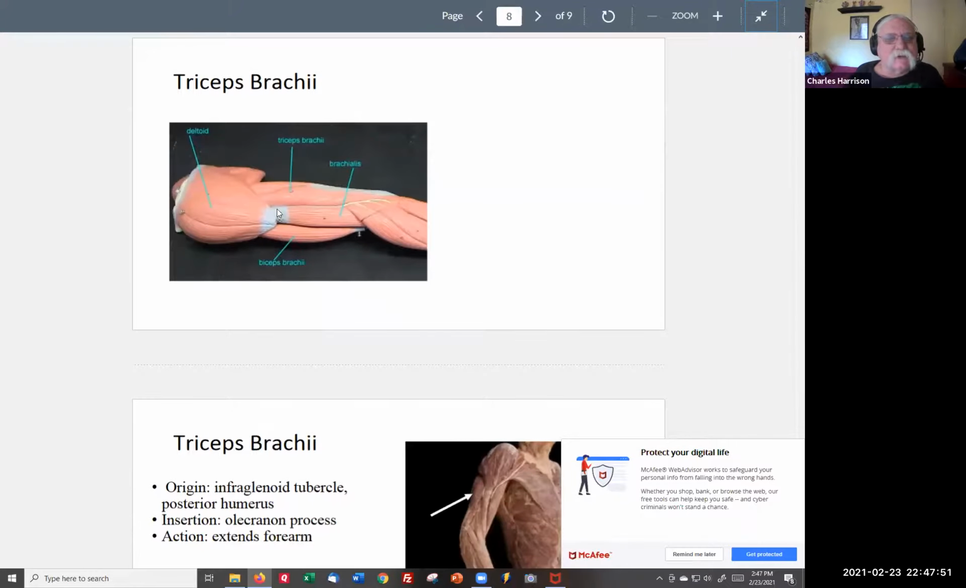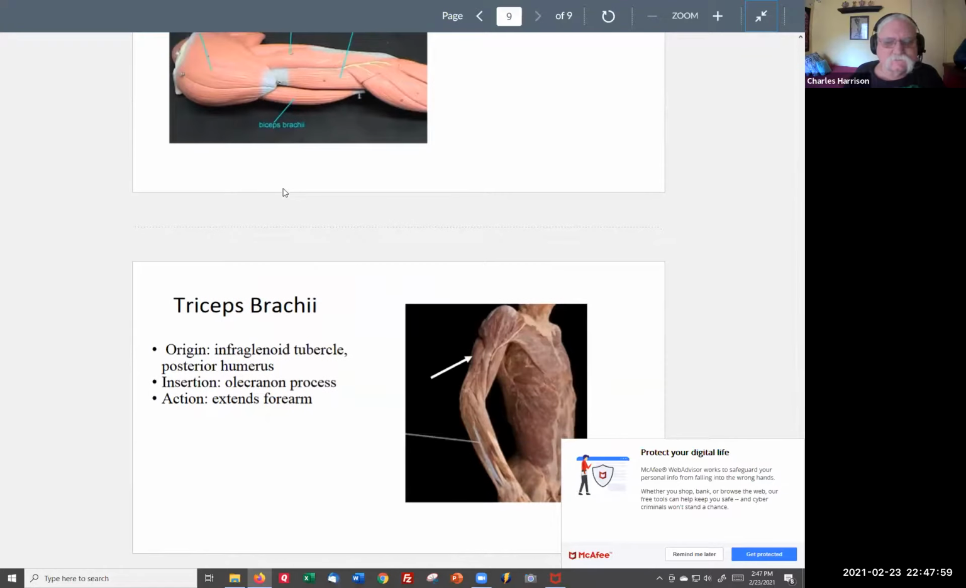The triceps brachii, I used the same picture to show it. Here it is back here. Triceps, brachialis, biceps brachii, and the deltoid.